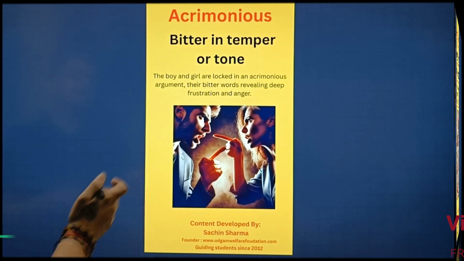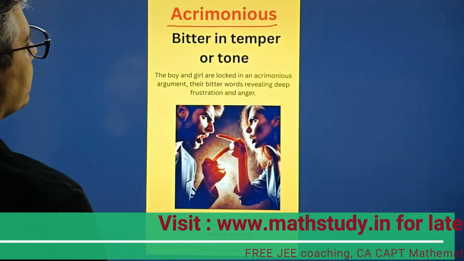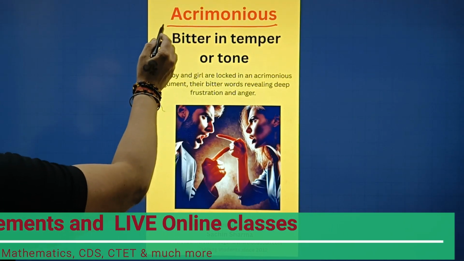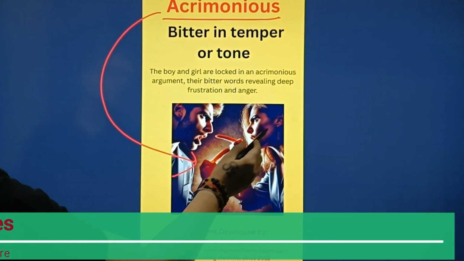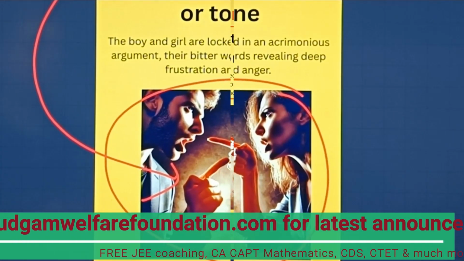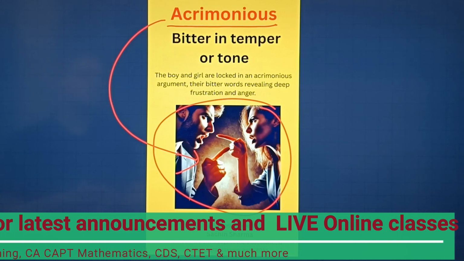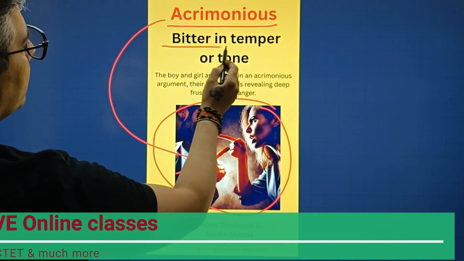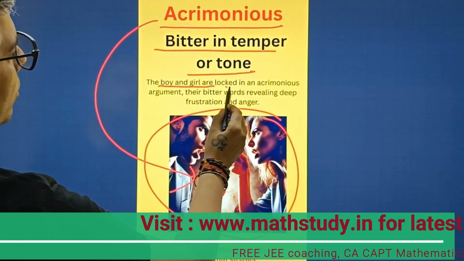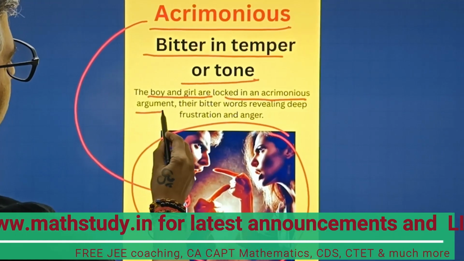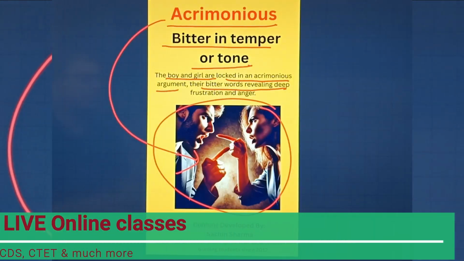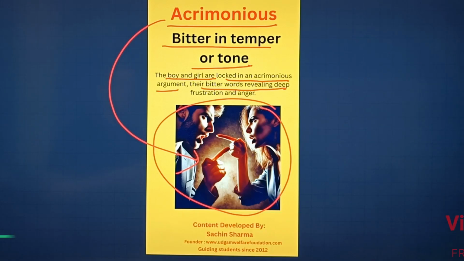So our next word is acrimonious. Acrimonious. Now let's learn this word with the help of this picture. If you can see here, two persons are arguing aggressively, or we can say in some high tone. Now if we see, the meaning of this one is bitter in temper or tone. The boy and the girl are locked in an acrimonious argument, their bitter words revealing deep frustration and anger. That means both are quite angry.